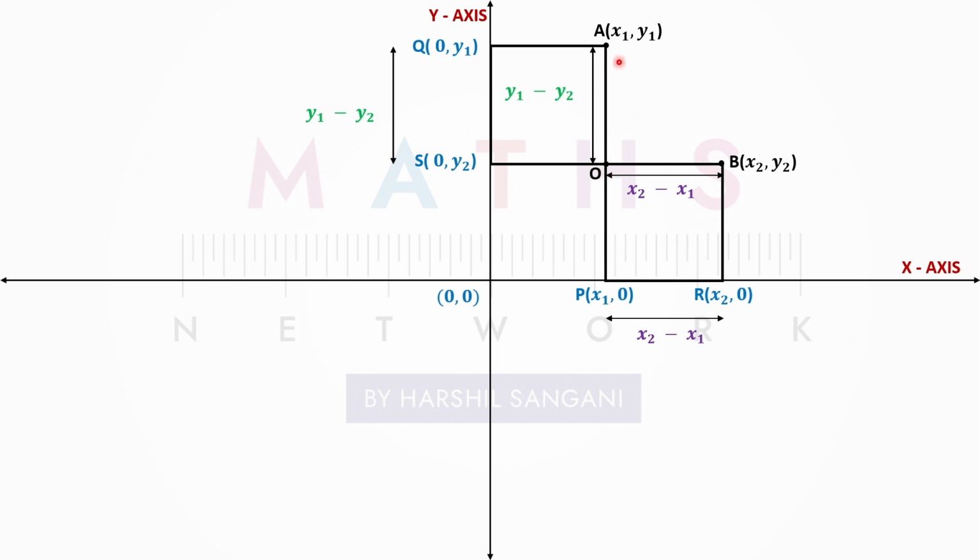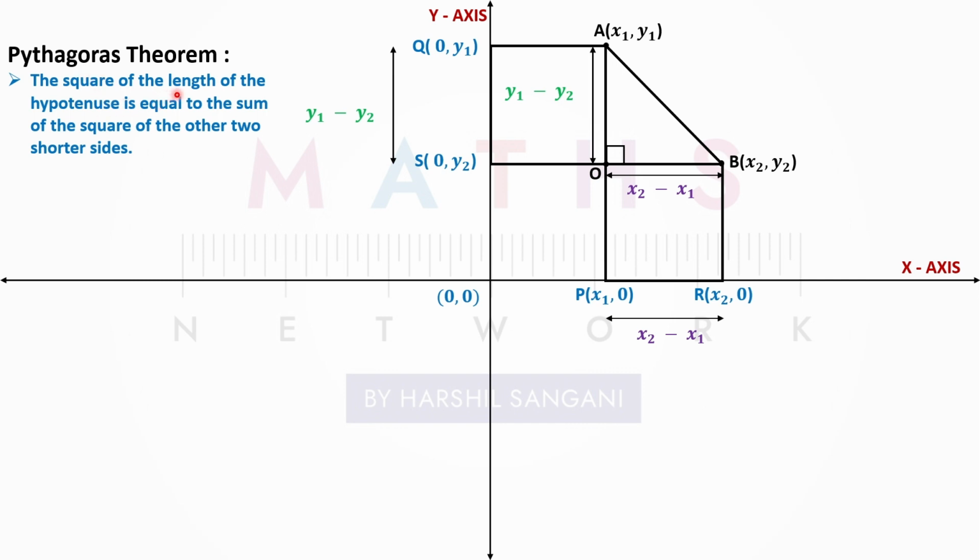Now guys, we can observe that AOB is making a right angle, and by this we can say that AOB will be a right angle triangle. So we will draw a line between A and B. Now to find the length of AB, use the Pythagoras theorem, which we can define as: the square of the length of the hypotenuse is equal to the sum of the squares of the other two shorter sides. So here we have AB as our hypotenuse, and the other two short sides are AO and OB. So the sum of the squares of these sides, that is the square of AO plus the square of OB, equals the square of AB. So now let's solve this.